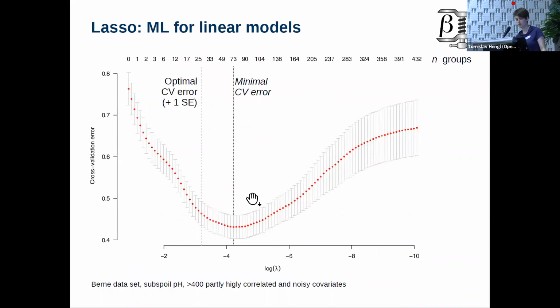Here you can see a graph of this cross-validation, the log lambda against the cross-validation error, and above you have the number of covariates in your model. Here for this example I had more than 400 covariates, and I found the minimal error somewhere around 70 covariates. And if you really want a very small model, you can use the minimum plus one standard error of your cross-validation errors. So the model was then around 30 covariates in the end.